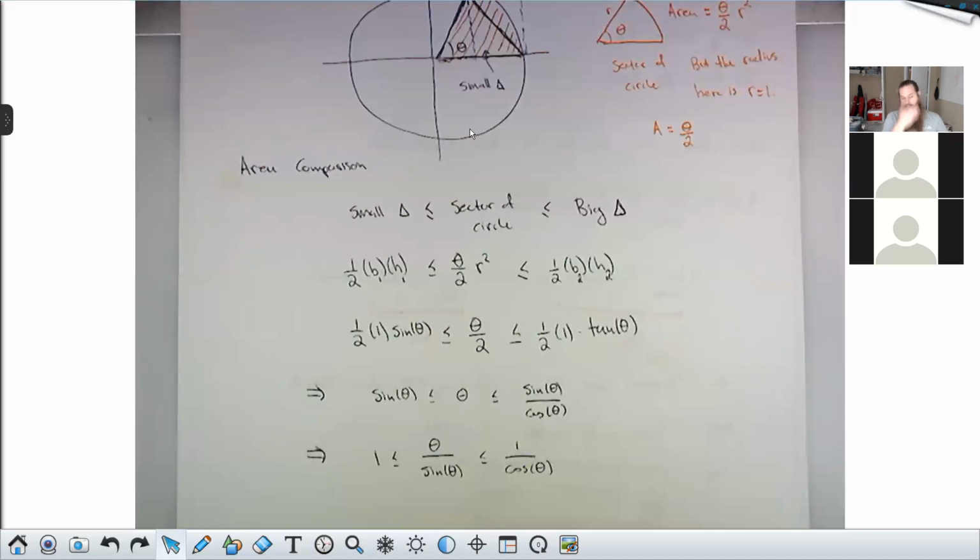So here, from this line to this line, I multiplied everything by 2. That gets rid of my 1/2. And I rewrote this tan theta as sine theta over cos theta.